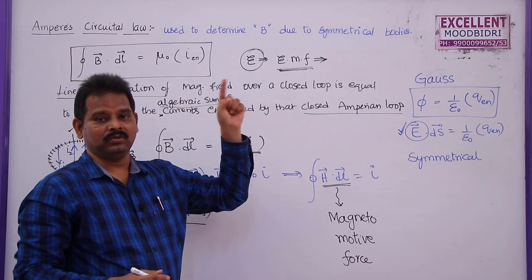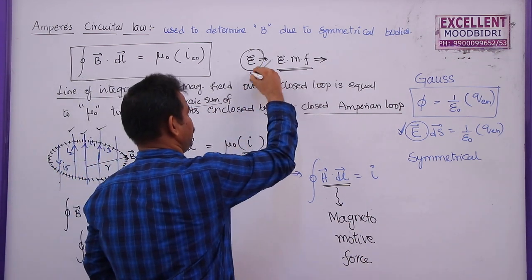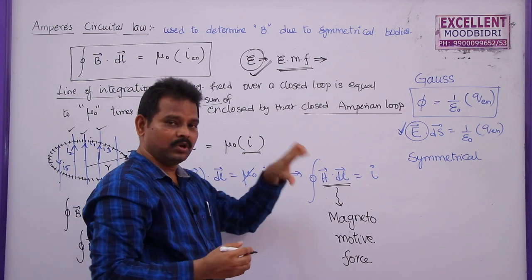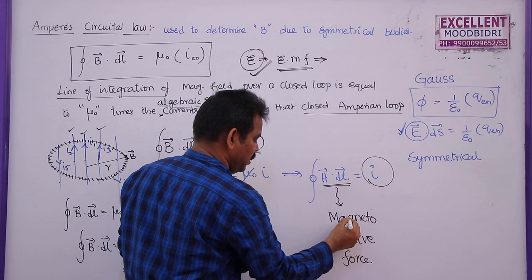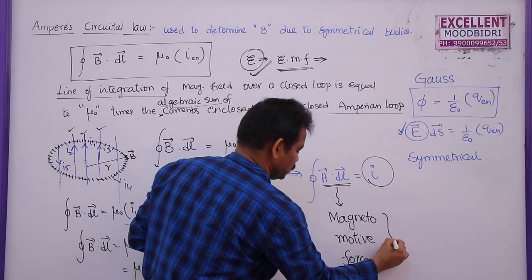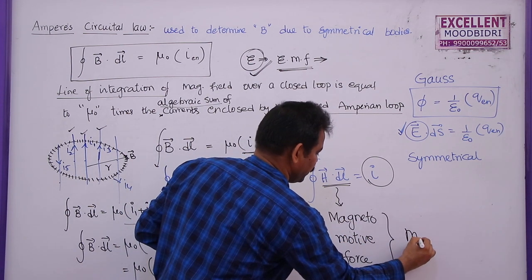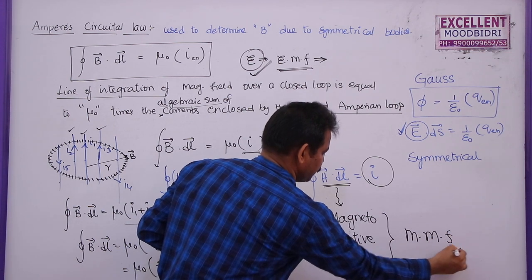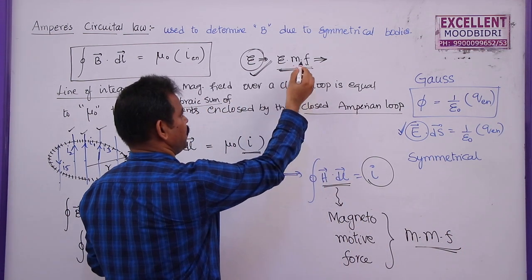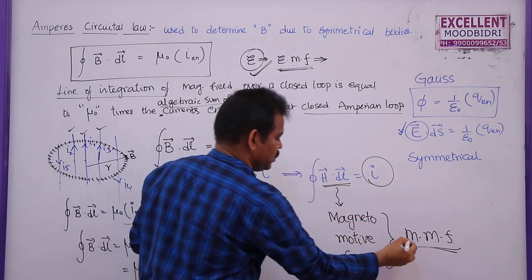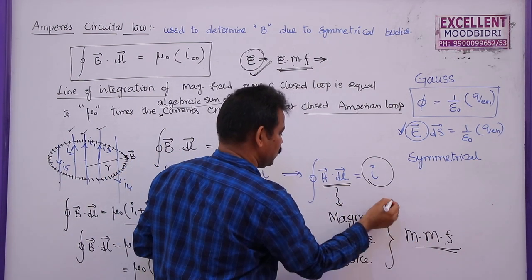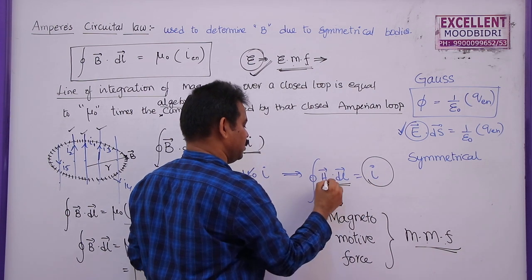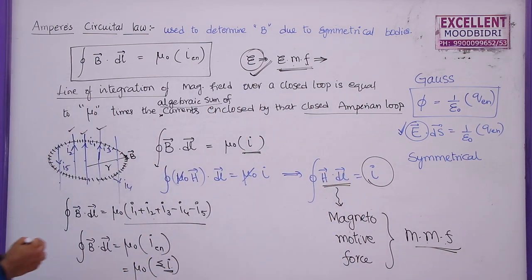To send some current through a circuit, we need EMF. Similarly, to produce magnetic field, we need current. That's why current is also called a magnetomotive force. So in simple terms, we denote this as MMF. Just like EMF, electromotive force in electrostatics, MMF, magnetomotive force, is equal to current, which is equal to the line integral of H bar dot dl bar.